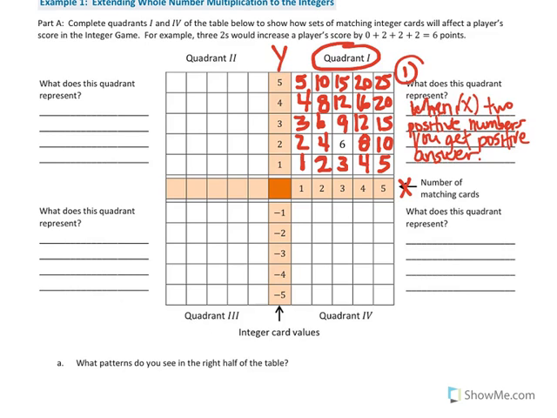All right, so let's go down to quadrant 2, okay? So quadrant 2 is actually right here.